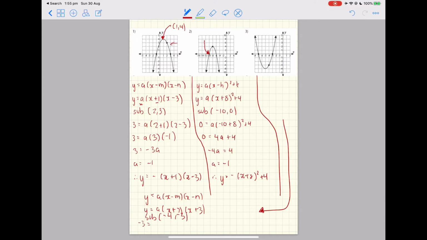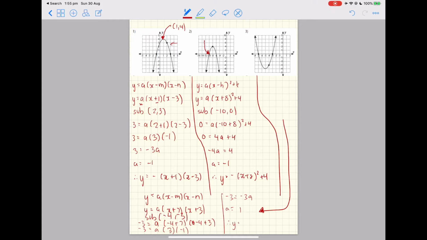So if you substitute that in, then -3 is equal to a(-4 plus 7)(-4 plus 3). What we'll do now is we're just going to simplify this, so we'll simplify what's in the brackets. -4 plus 7 is equal to 3, and -4 plus 3 is equal to -1. So in essence, that's going to give you -3 is equal to a times 3 times -1, which is -3a. And we'll divide both sides by -3, hence a is going to equal +1.